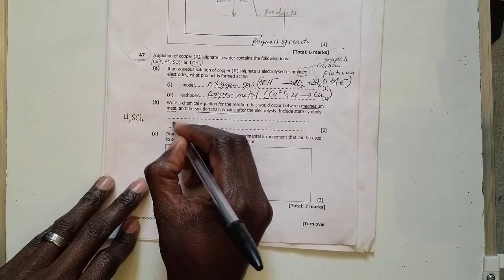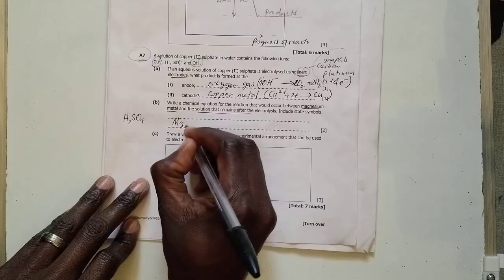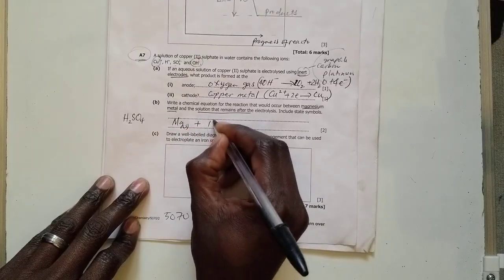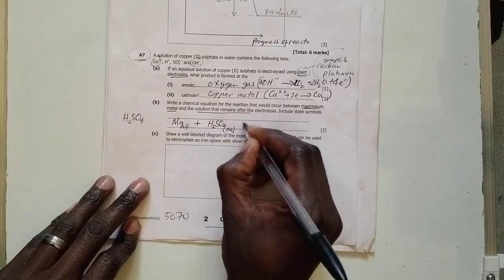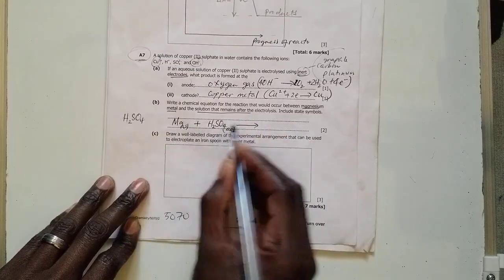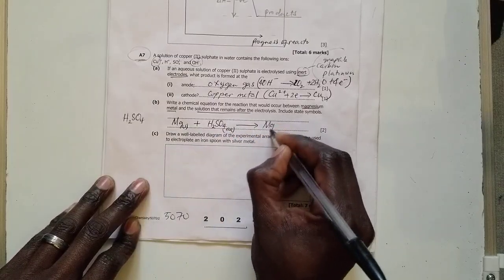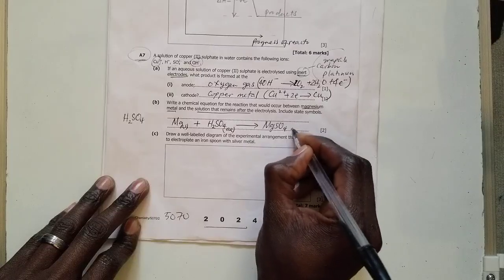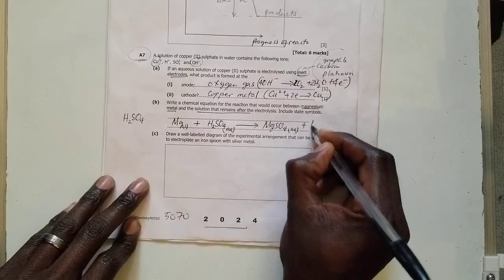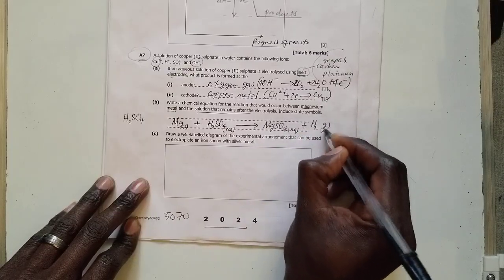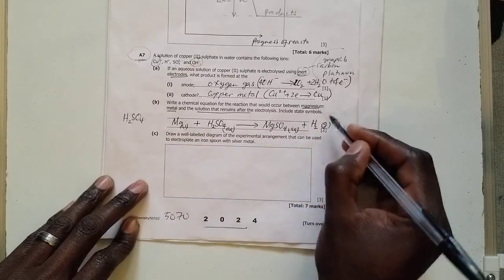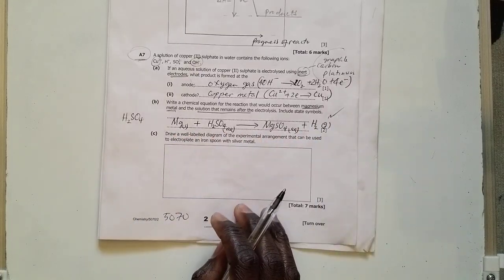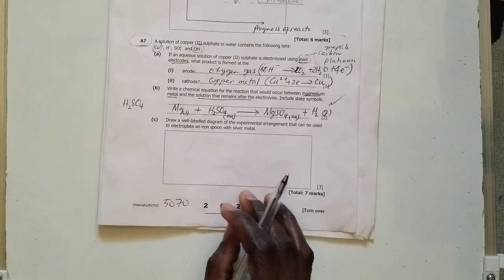So when they produce sulfuric acid, it simply means magnesium, which is a solid metal, will react with sulfuric acid. Sulfuric acid is in aqueous form. When a metal and an acid react, it will produce a salt, magnesium sulfate, which is still aqueous, plus hydrogen, which is a gas. Is this equation balanced? Yes, it is actually self-balanced. So that's what they wanted you to do there.